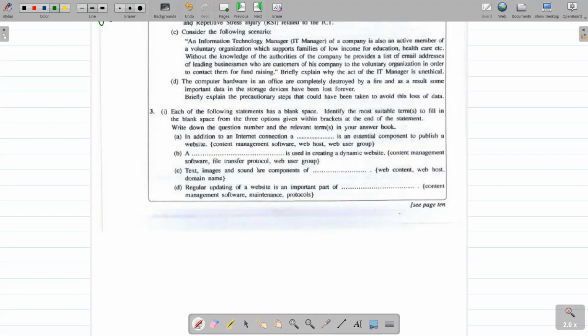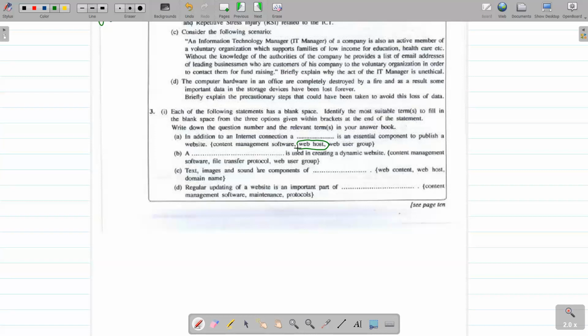So they're asking for the correct term: content management software, web host, or web user group. In addition to the internet connection, yes, web host should be the answer. So you have the internet connection, you have the host, you should have the domain and all these things. Not the web user groups, not the content management software. They are just there to build the website.